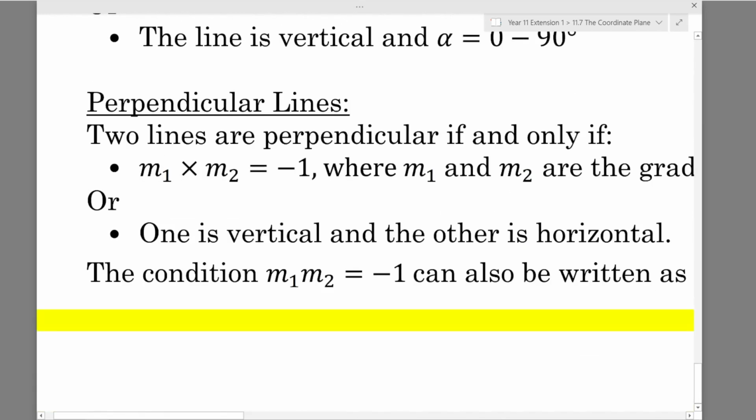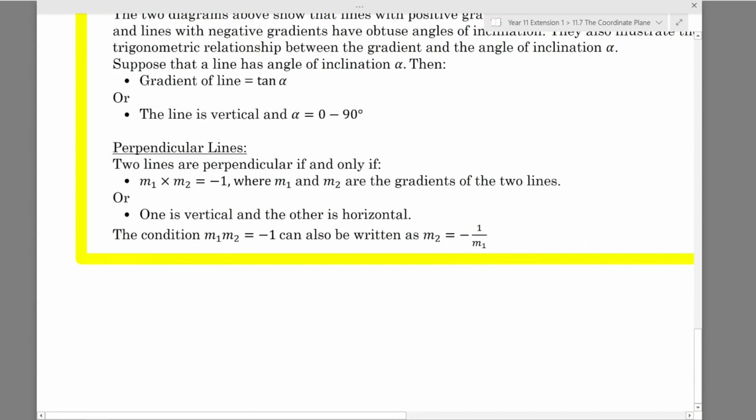Last thing that we need to talk about is perpendicular lines. Two lines are considered perpendicular, or that they meet at 90 degrees, if and only if M1, the gradient of the first line, times the gradient of the second line, M2, is equal to -1. Or alternatively, one is vertical and the other is horizontal, so one gradient is not defined, whereas the other gradient is equal to 0. So the condition M1 times M2 is equal to -1 can also be written as M2 is equal to -1 over M1, or in other words, the negative reciprocal of the other gradient.